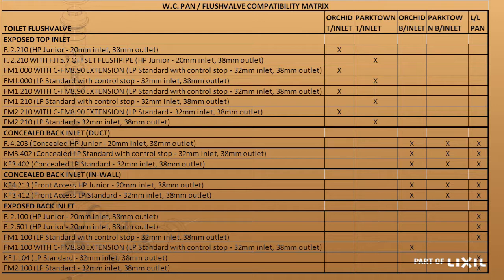Then we've got the exposed back inlet. That's primarily a low level pan where you've still got the chrome flush pipe visible, and the flush valve is positioned on top of that, but it is all completely exposed.